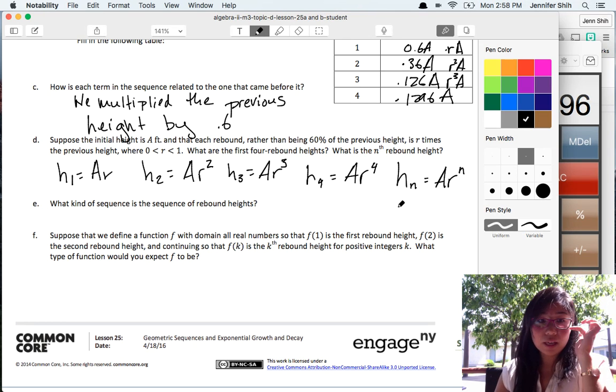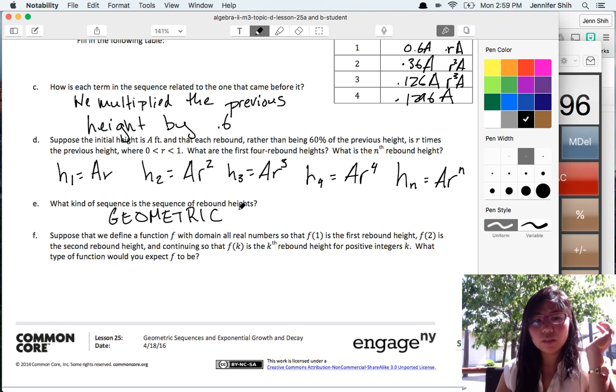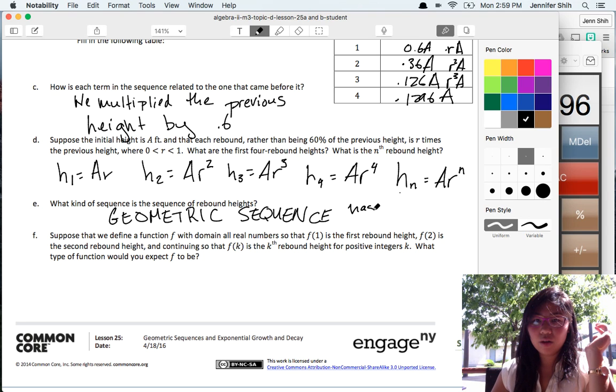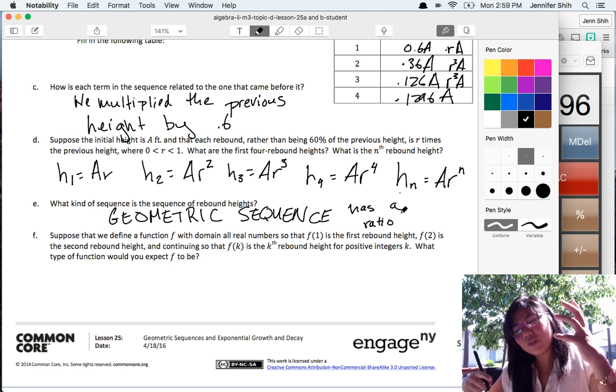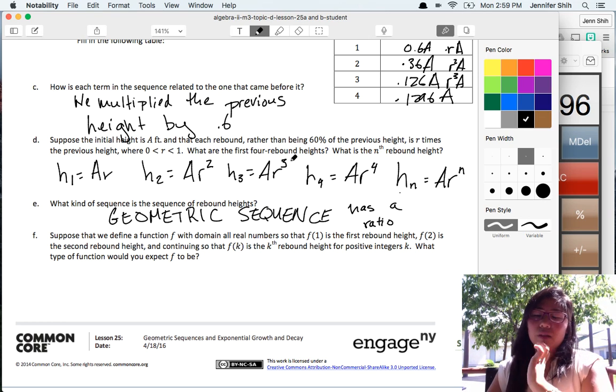Okay. So what kind of sequence is this sequence of rebound heights? Here we go, this is the whole point. This is a geometric sequence. That means they all have this ratio, that all the numbers are related by this ratio.